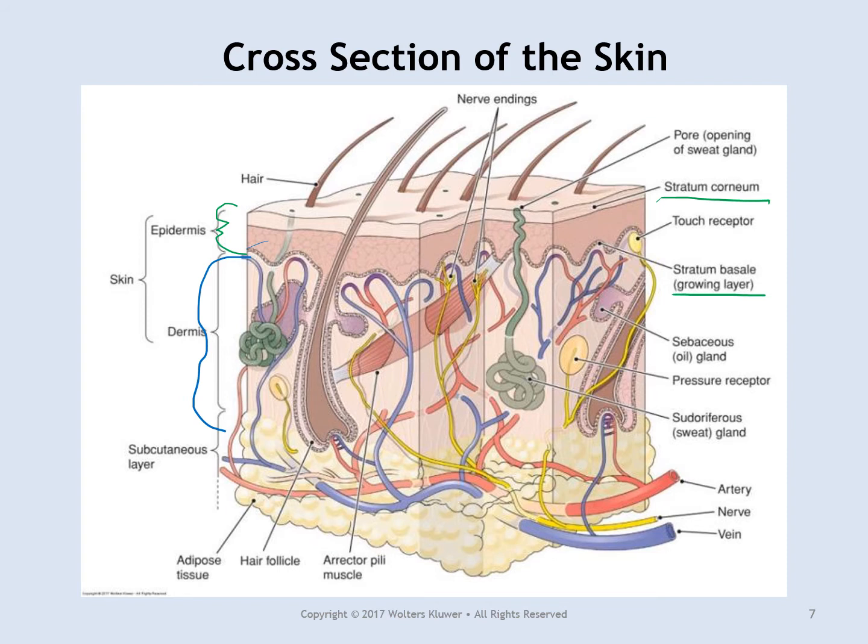We find blood vessels, there's arteries, there's nerves, there's a vein right there, pressure receptors, touch receptors, sweat glands, oil glands, hair follicles. This little erector pili muscle right here, this is the muscle that's going to pull that little hair upright when you get goosebumps and make that hair stand up on end.